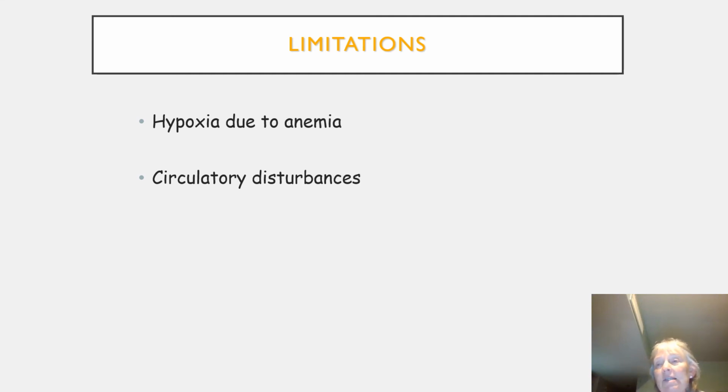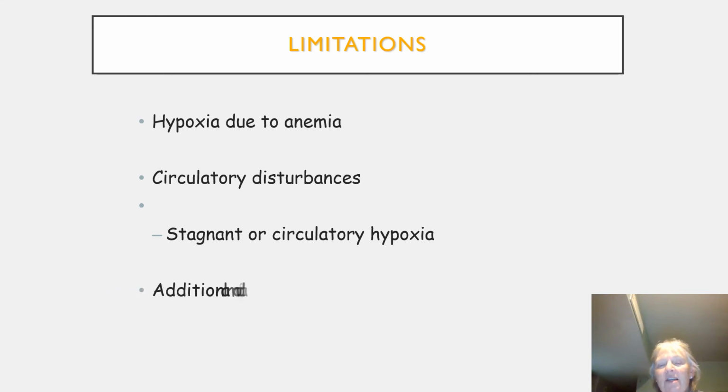Circulatory disturbances, you can't do too much for those. Sometimes, though, we do have to give them oxygen, especially when they end up with pulmonary emboli. They're going to need that to keep themselves appropriately oxygenated. There's your stagnant or circulatory hypoxia.